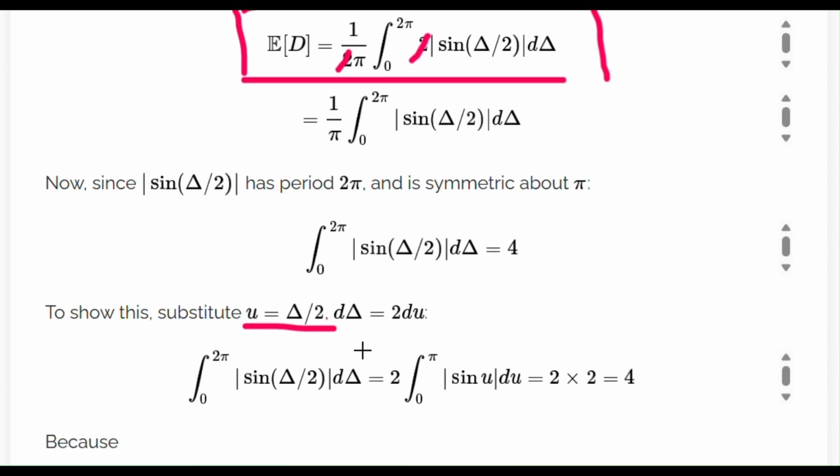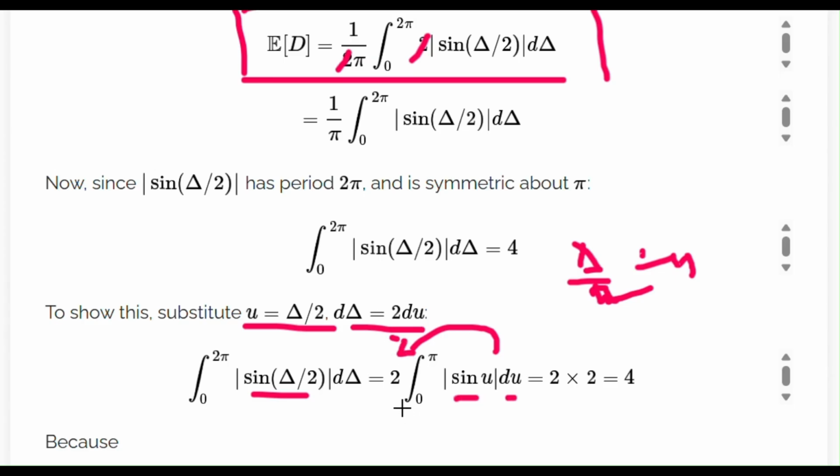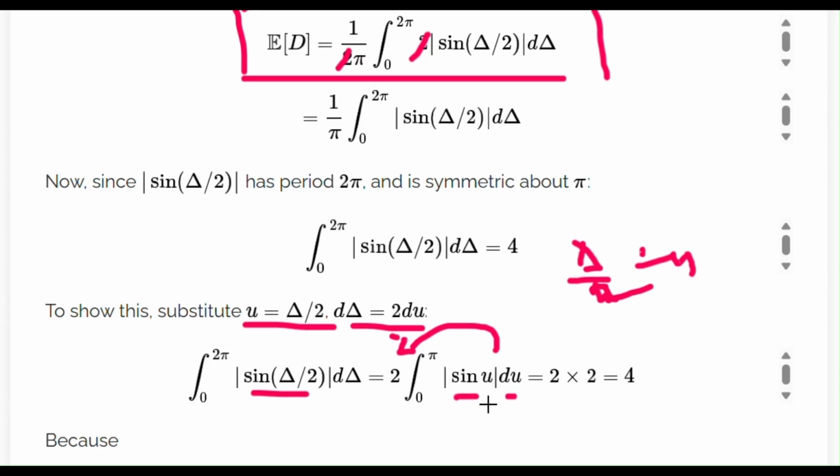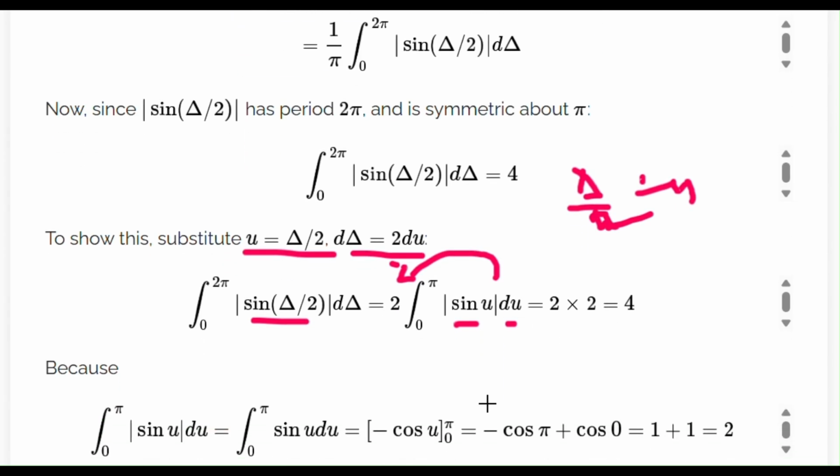Now we substitute delta by 2 with u in this integral. So d delta becomes 2 du. This gives us the absolute value of sine u times du, and the 2 comes out of the integral as it's a constant. Okay, so first the absolute value. Because in 0 to pi, sine u is positive, we can get rid of this absolute value, and it can just be written as sine u. So this part becomes sine u du, and the integral of sine u is minus cos u.